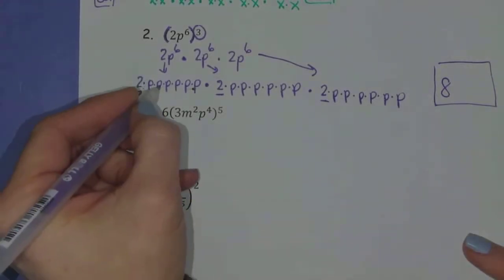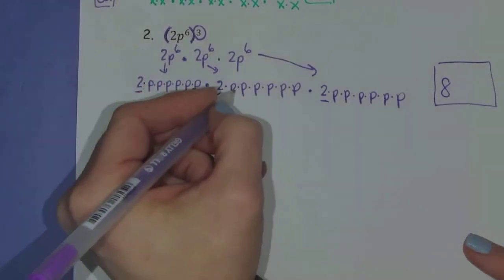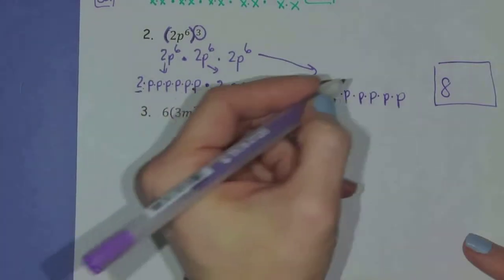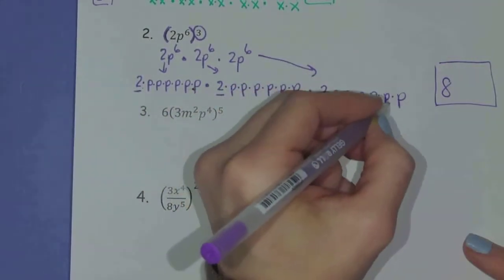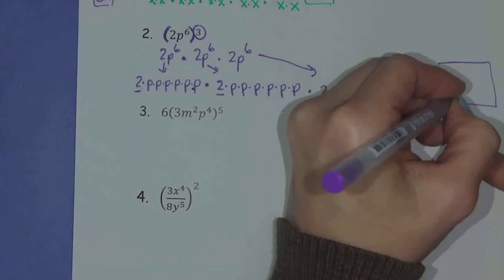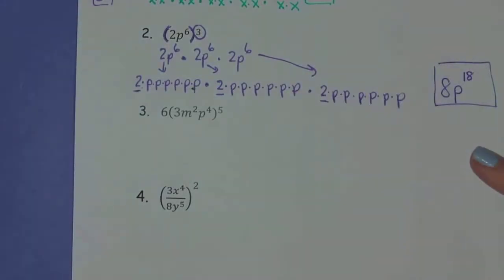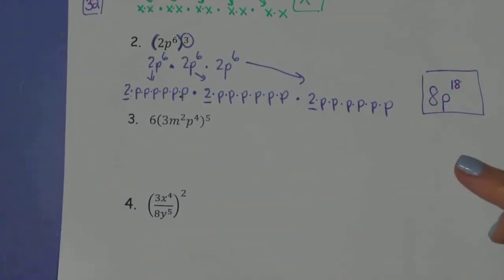So we've got 1, 2, 3, 4, 5, 6, 7, 8, 9, 10, 11, 12, 13, 14, 15, 16, 17, 18. So p raised to the 18th power. That's going to be my final answer.